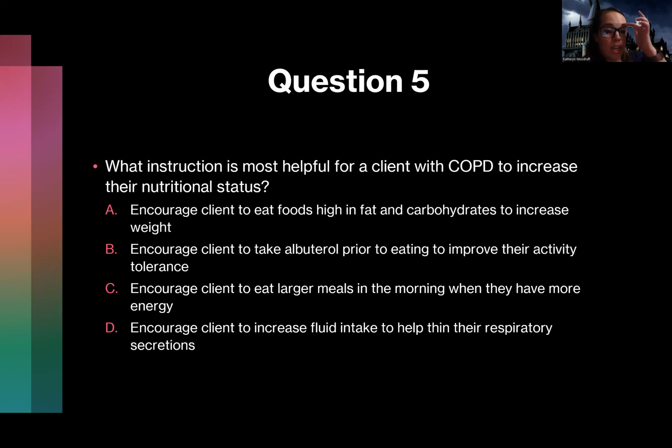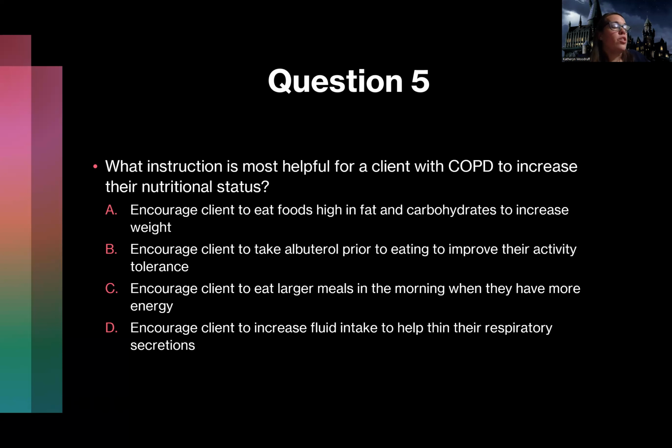So the first choice is encourage client to eat foods high in fat and carbs to increase weight. I know they have problems with weight, but I thought they wanted to increase calories and maybe protein. I don't know about high fat and high carbs. That doesn't necessarily sound like the most helpful, but it's possible. I do like it somewhat. Answer choice B, encourage client to take albuterol prior to eating to improve their activity tolerance. Okay, well, that sounds good. I know you can take albuterol prior to exercising.